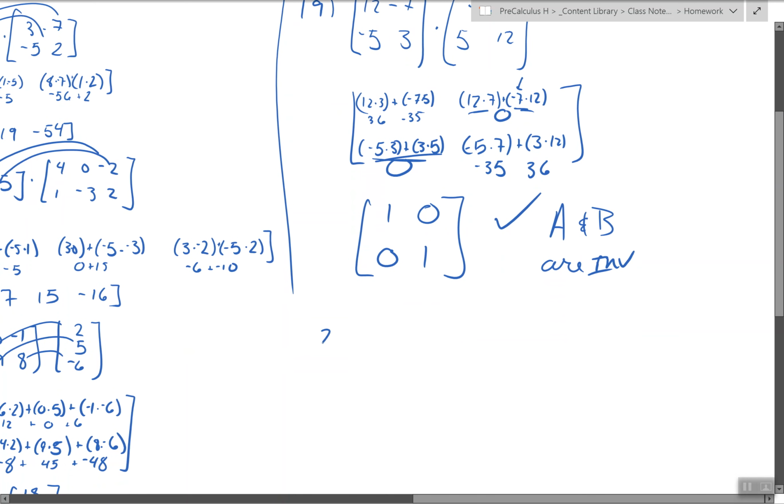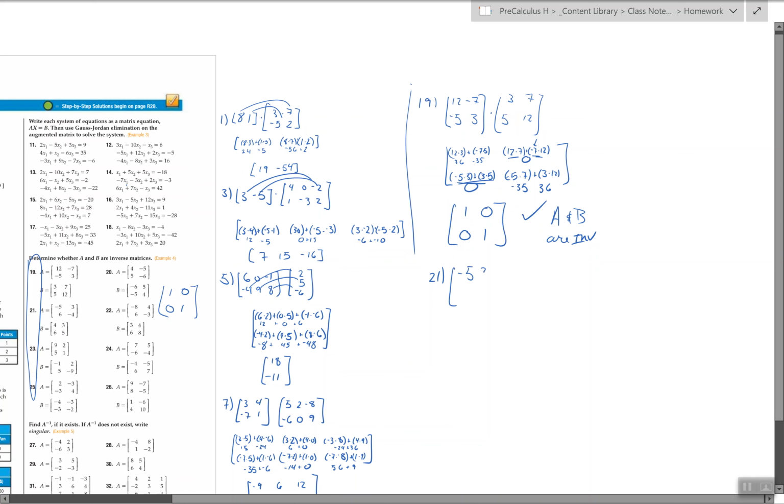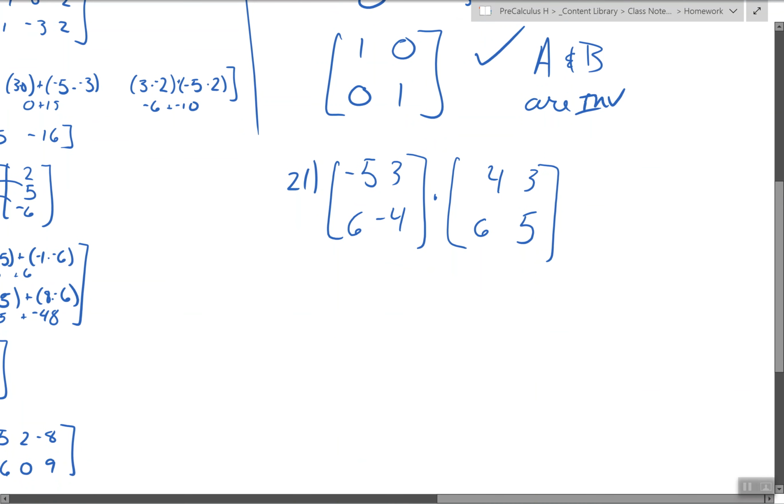There we go. Okay, so for 21, we'll do the exact same process. So we have negative 5, 3, 6, negative 4. And then we've got 4, 3, 6, 5. So looking at this does not kind of fit the same pattern that the first one did. Again, if you've hopefully gone through the second part of this lesson, it doesn't quite fit that pattern. So this one, there's a lot higher chance that it's not going to be an inverse. But let's take a look. So we do rows to columns, and we've got negative 5 times 4 and 3 times 6.